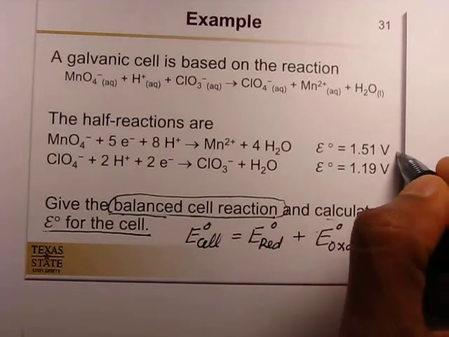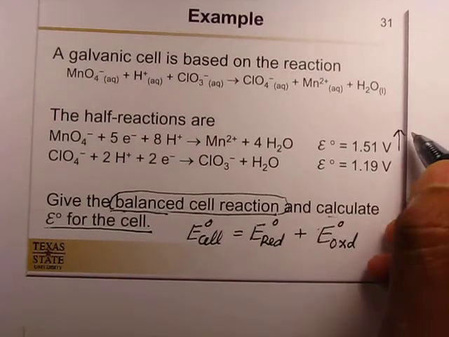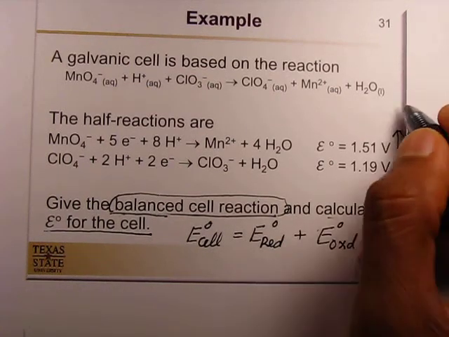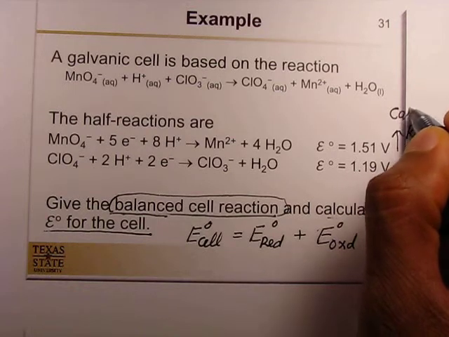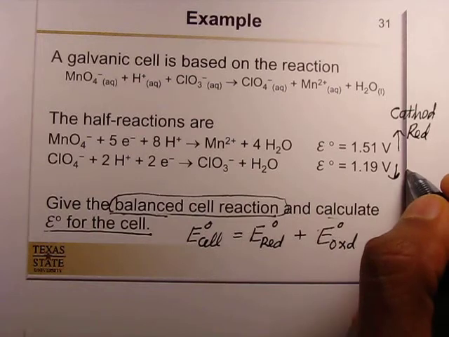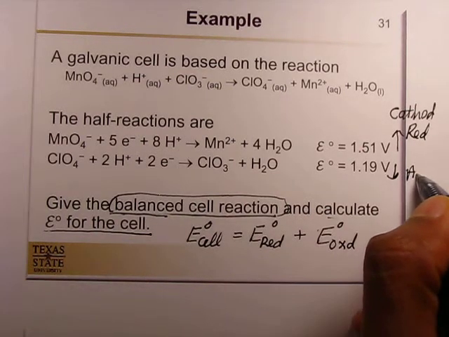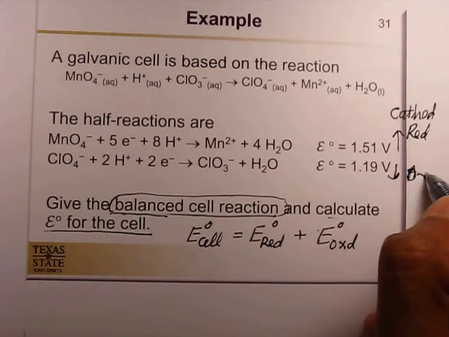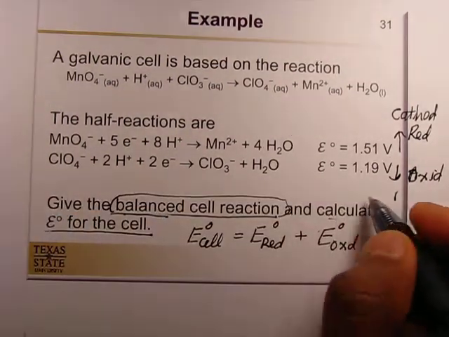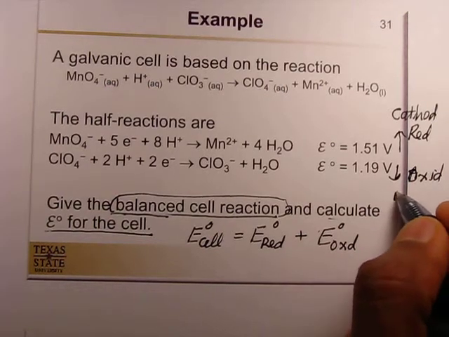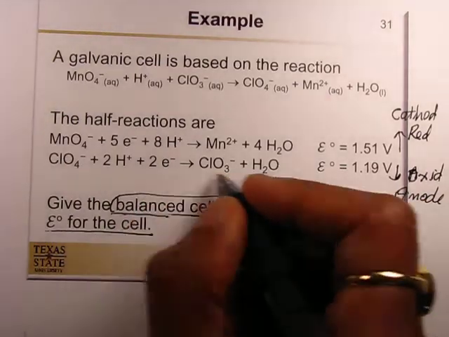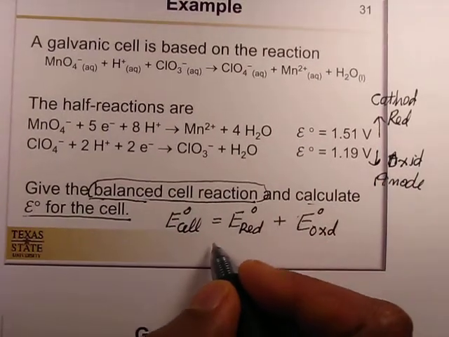The bigger value, or more positive, will represent the reduction potential, and this reaction will occur at the cathode. The lower value will become oxidation. This reaction will be oxidation, and this chlorate will become our anode. This reaction will happen on the anode. So now we can calculate.